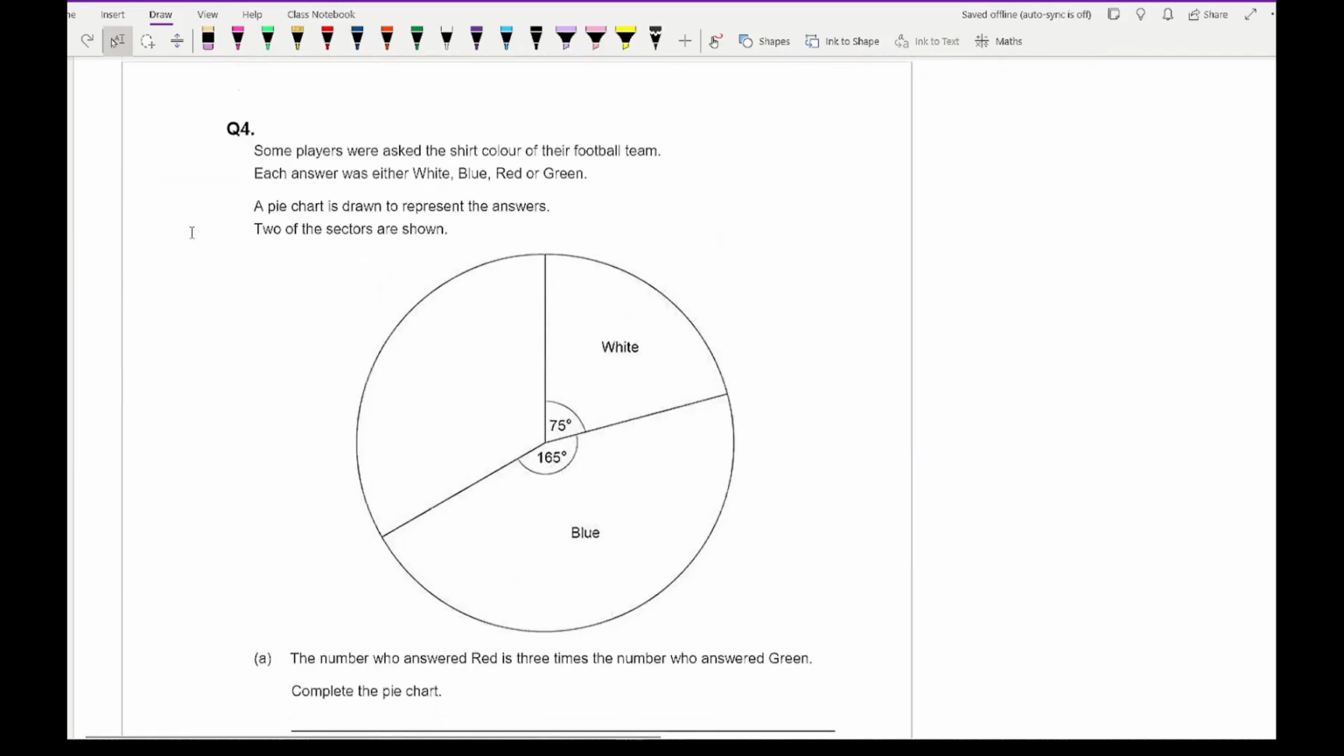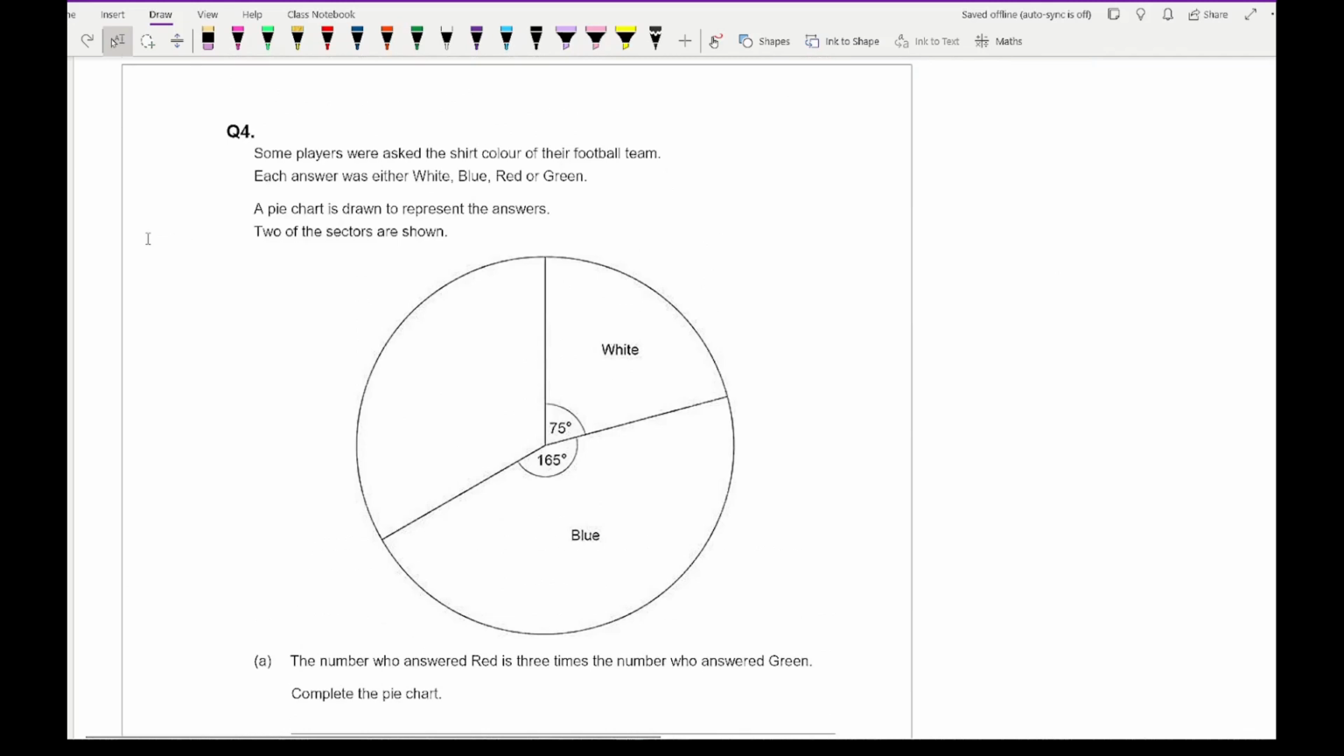Moving on to question 4, it says some players were asked the shirt colour of their football team. Each answer was either white, blue, red or green. The pie chart is drawn to represent the answers. 2 of the sectors are shown. The number who answered red is 3 times the number who answered green. Complete the pie chart. So again, this is looking at ratios.